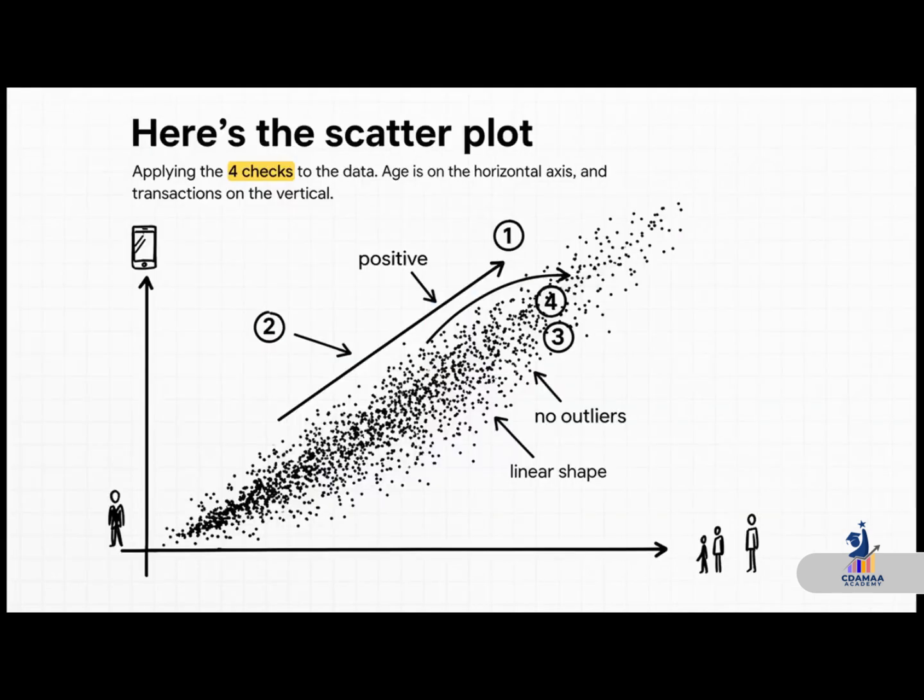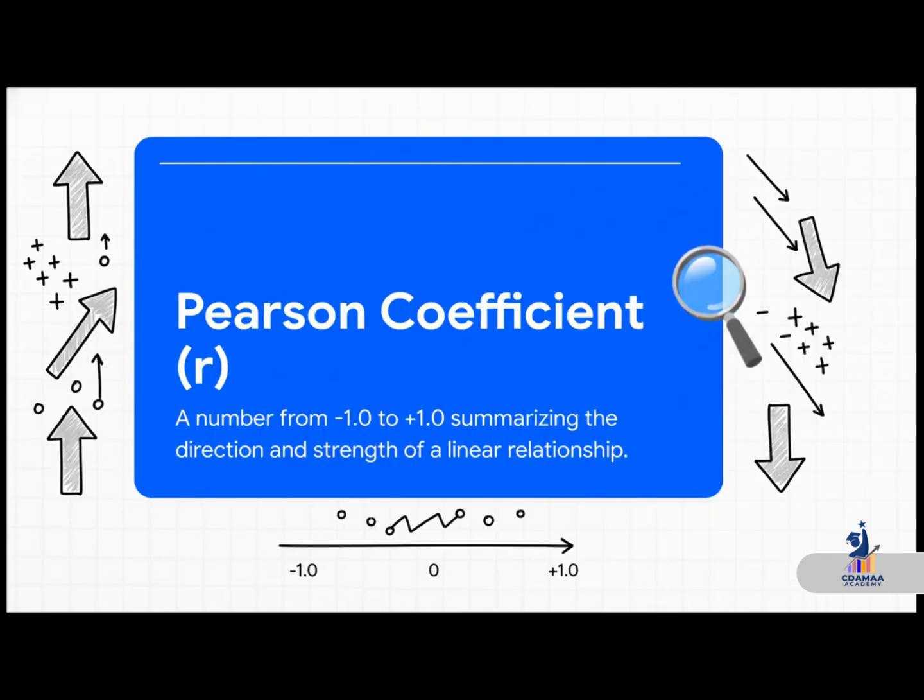Okay, detective hats on, let's practice with our mobile money data. Here's the plot. We've got age along the bottom and the number of transactions up the side. So let's run our checks. Number 1, direction. Aha, the cloud is clearly sloping upward. 2, strength. The points are pretty close together, right? It looks fairly tight. 3, unusual cases. Doesn't look like it. No obvious outliers jumping out at us. And 4, shape. It seems to follow a pretty straight line, which we call a linear shape. Boom. Visual inspection done. Now, and only now that we've used our eyes, are we allowed to calculate the number.